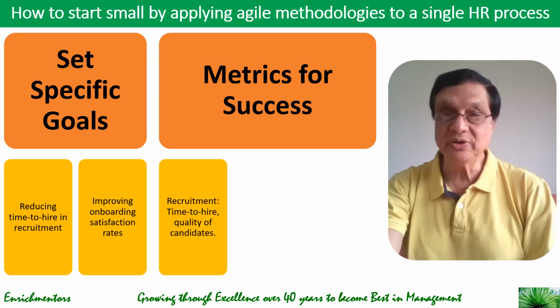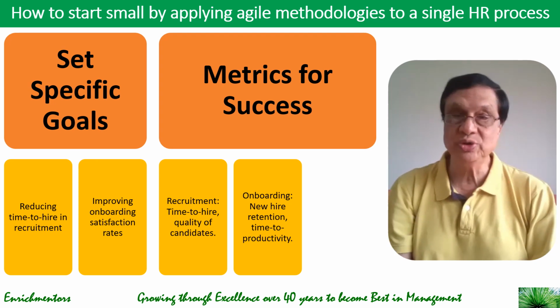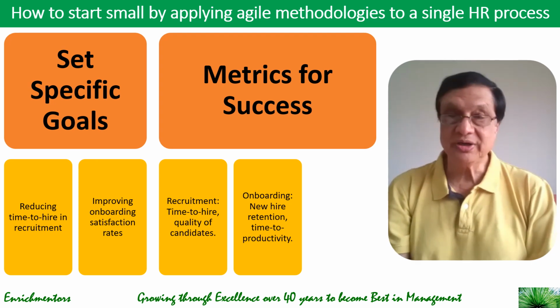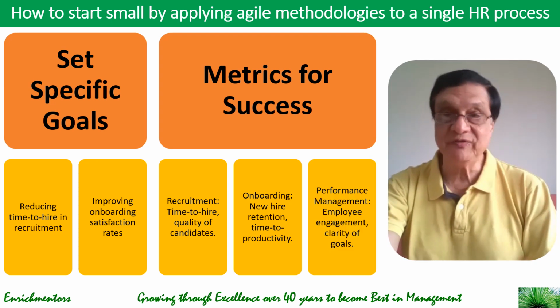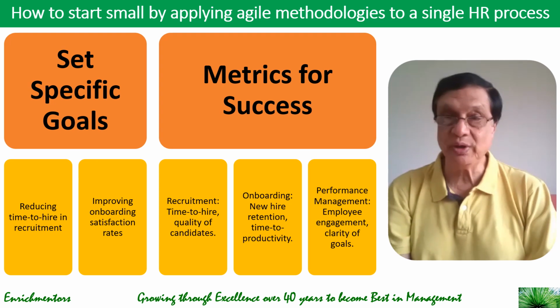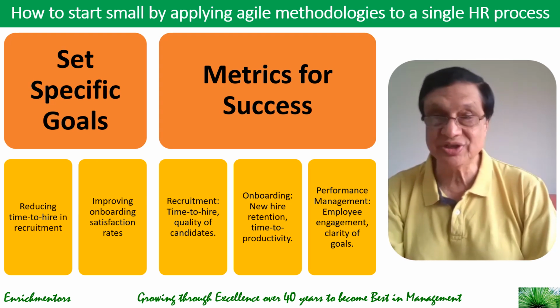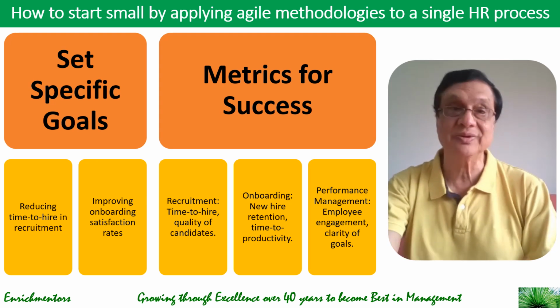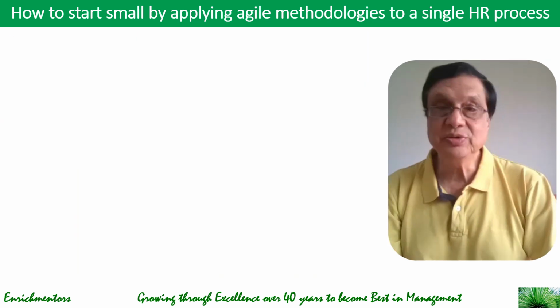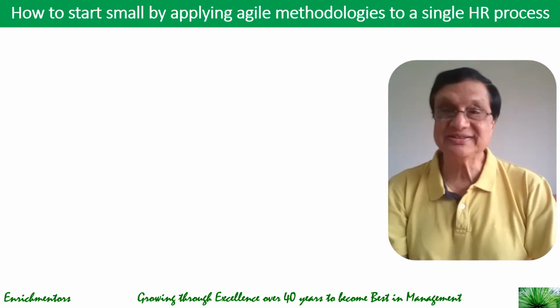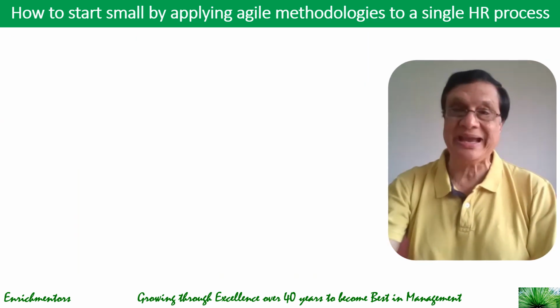For recruitment, it could be time to hire, quality of candidates. For onboarding, it could be new hire retention, time to productivity, and for performance management, it could be employee engagement or clarity of goals. Now, having these clear objectives and metrics will guide the team's efforts and measure the impact of the agile transformation. Then you need to implement agile practices using Scrum or Kanban process.